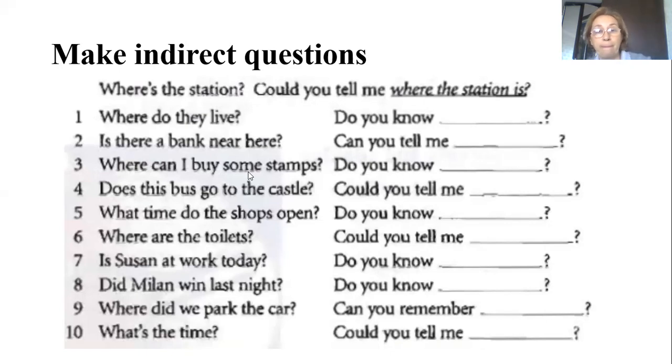So please, let us complete these sentences. Let us write the indirect questions individually, and then we'll check together. Okay, so you have 2 or 3 minutes to complete this task. Start, please.